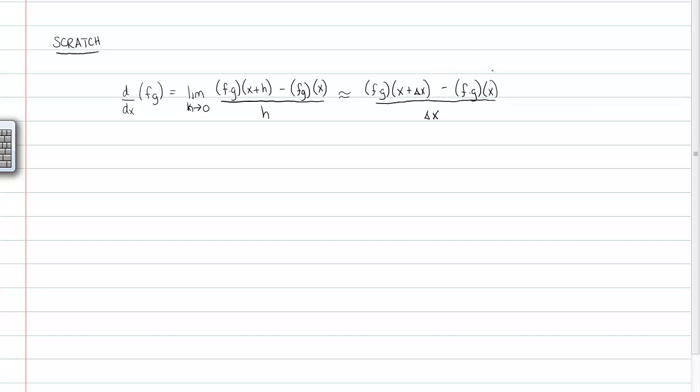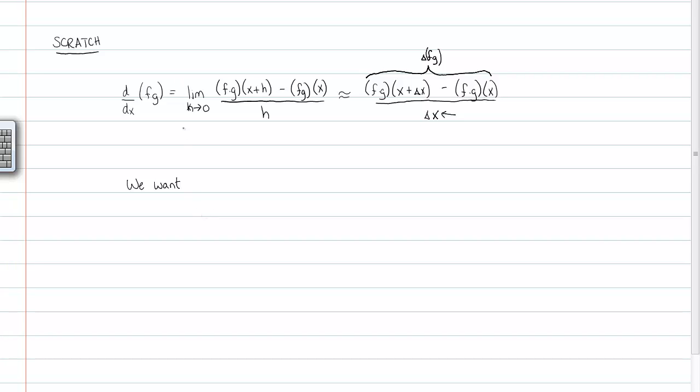And I'm going to introduce some extra notation. So this bit right here, let's call that a wiggle in f times g. So that's my wiggle in f times g. Because look, downstairs we're calling that a wiggle in x, so why not call this a wiggle in output? Because it's a difference in outputs, it's just the wiggle in outputs.